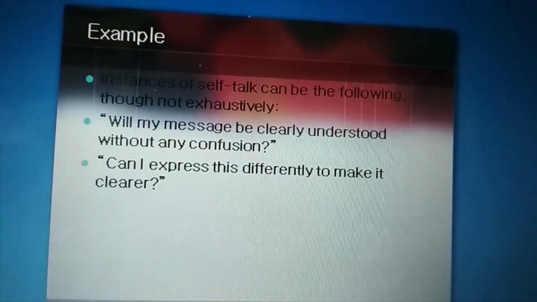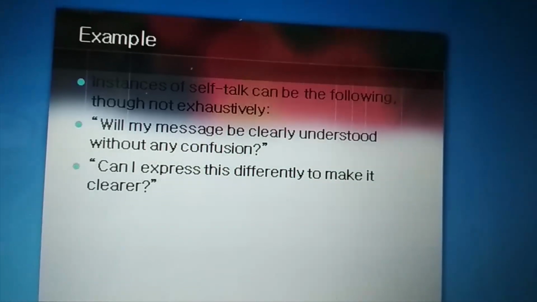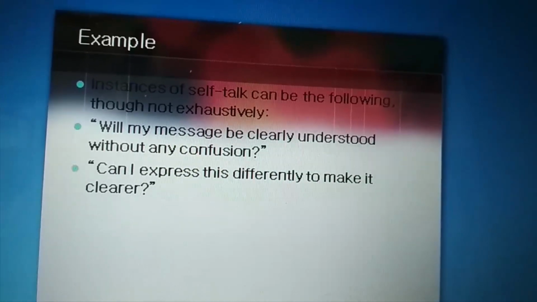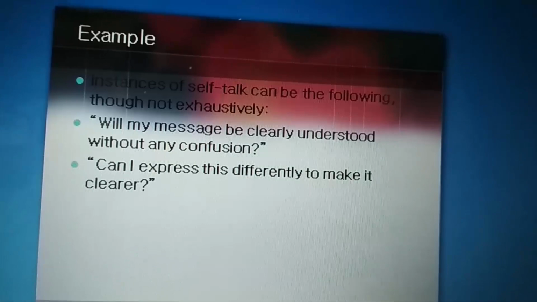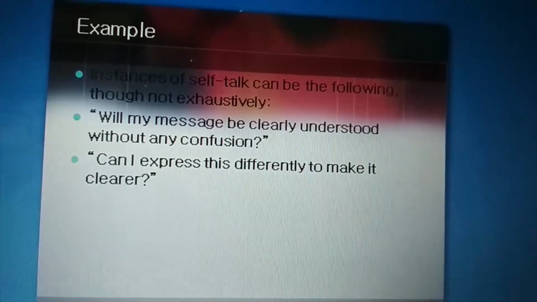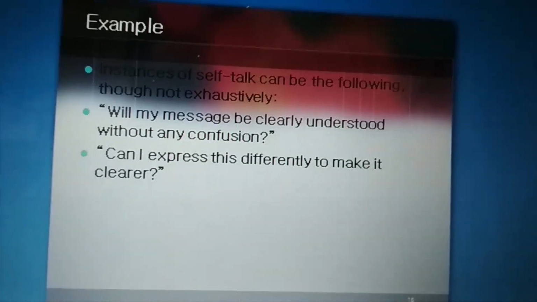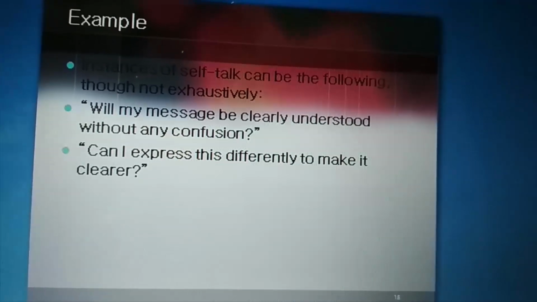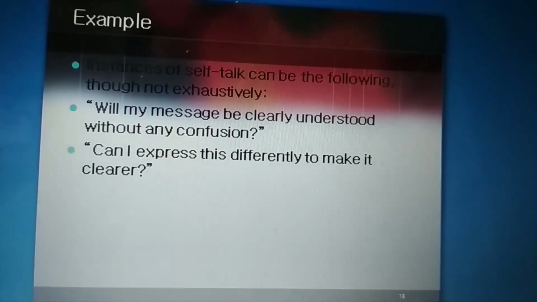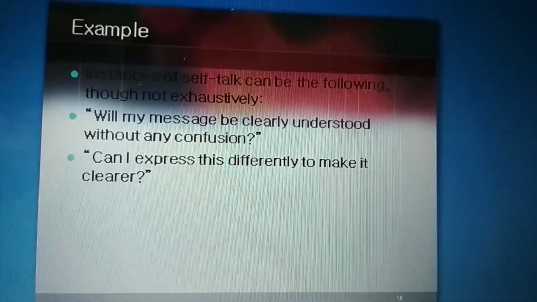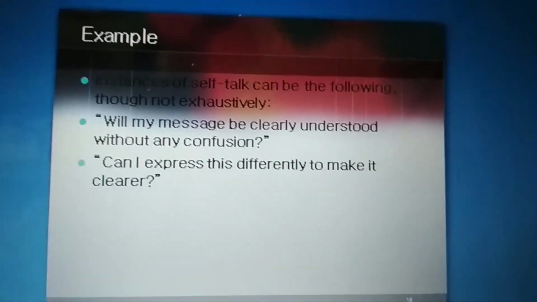Can you see that? Will my message be clearly understood without any confusion? It is clear, yeah? And the second is, can I express this differently to make it clearer? It is the example of self-talk.